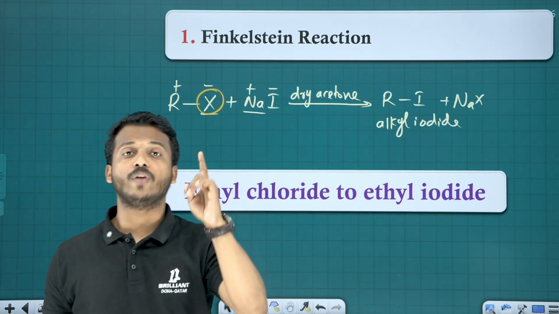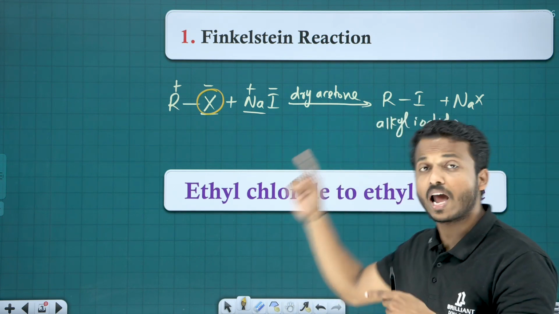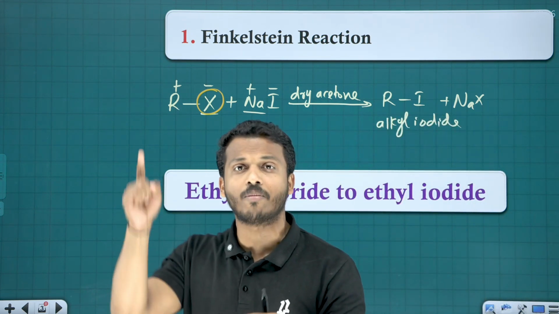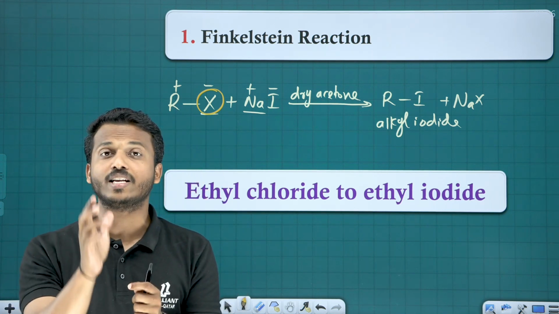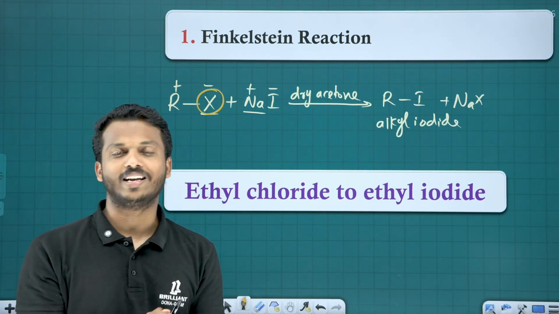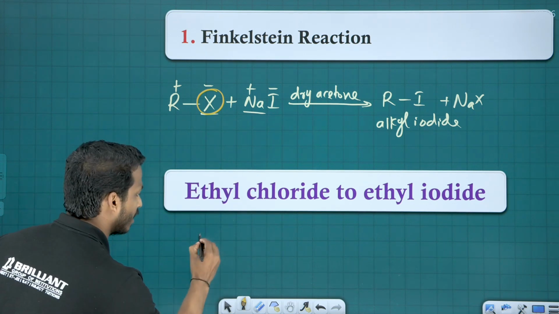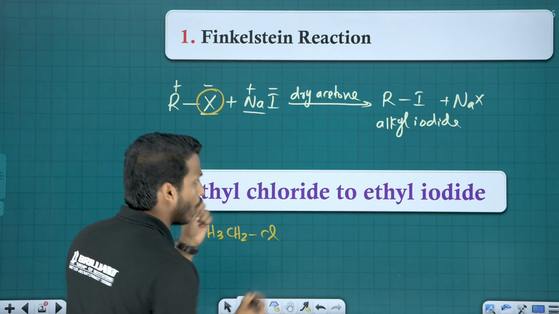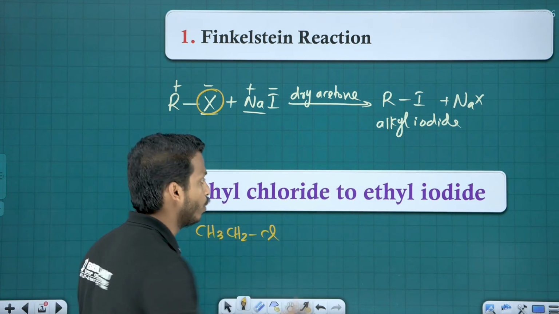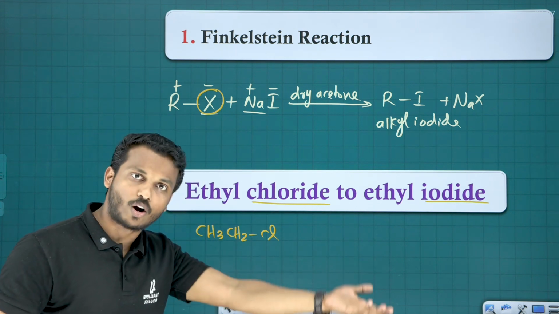That's called what? Finkelstein reaction. So how can you define what is Finkelstein reaction? When a haloalkane reacts with sodium iodide in dry acetone, we get alkyl iodide. It is called the Finkelstein reaction. For example, ethyl chloride. What is ethyl chloride? CH3CH2Cl. Ethyl chloride to ethyl iodide. You see, the chloride we have to replace by iodide. So that is Finkelstein.